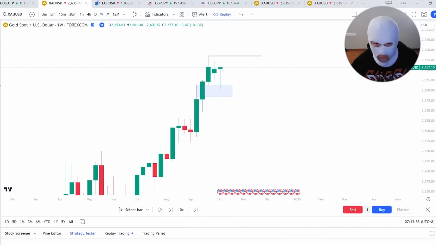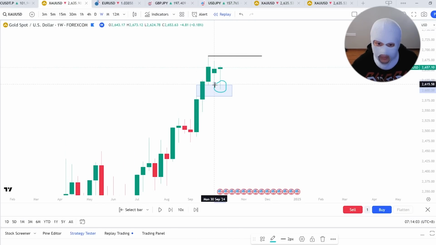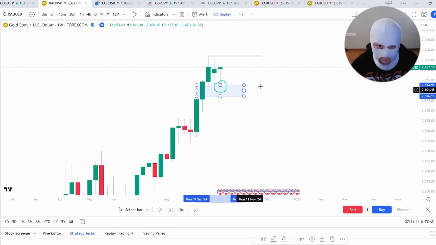Let's take a look at gold right over here. Starting on the weekly time frame, what can we see? Price has tested and pushed off a bullish fair value gap, as seen right over here. This is a very strong bullish confluence because it is a weak fair value gap.